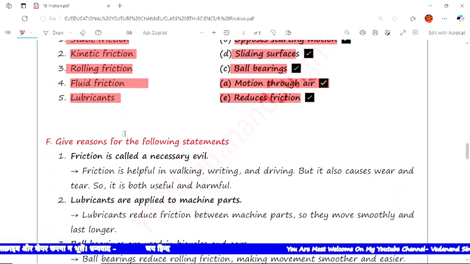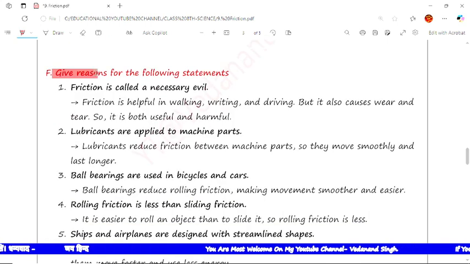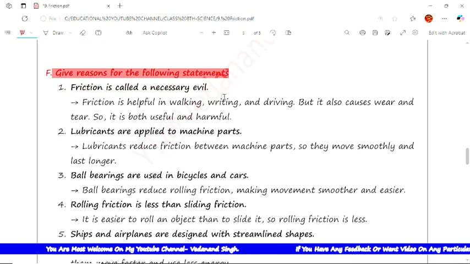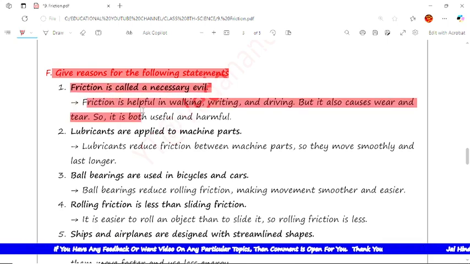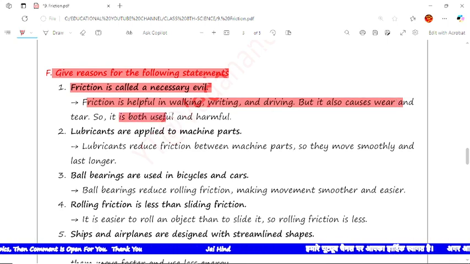Now the next type of question is, give the reason for the following statements. Means here statements are given and you have to give the proper reason for each statement. First statement is, friction is called a necessary evil. The reason is, friction is helpful in walking, writing, driving, but also causes wear and tear. So it is both useful and harmful.